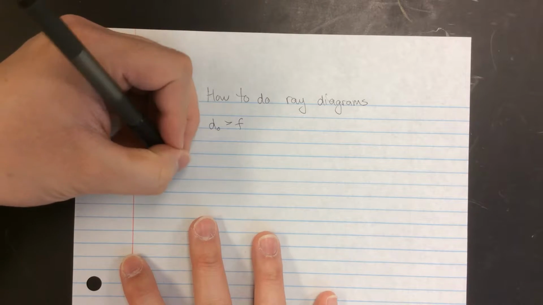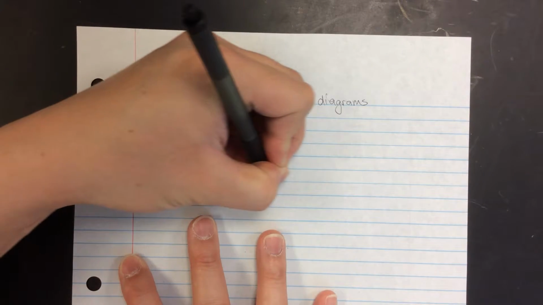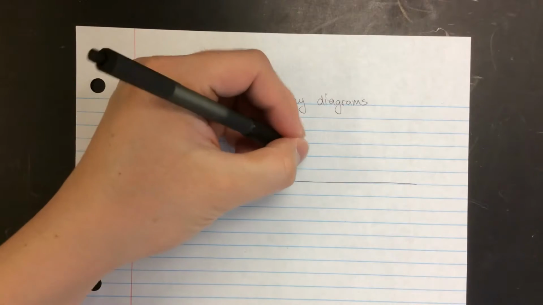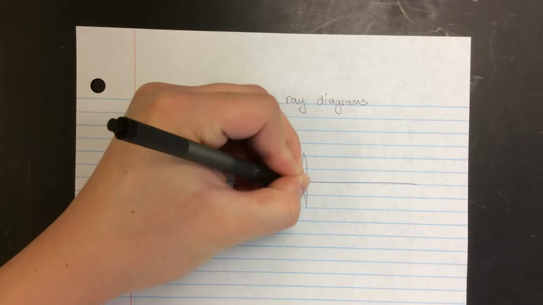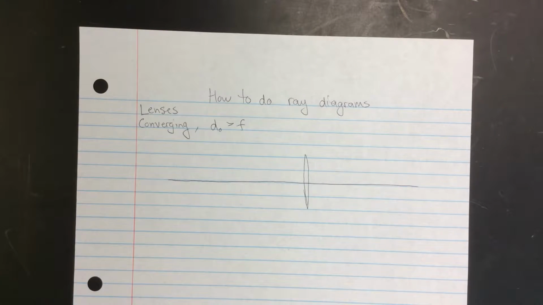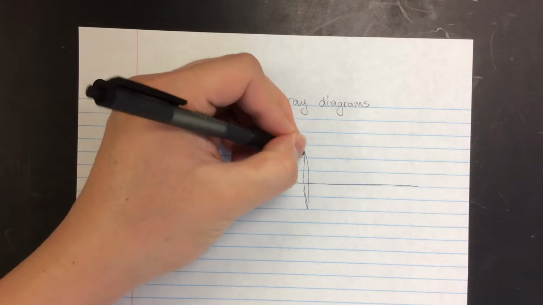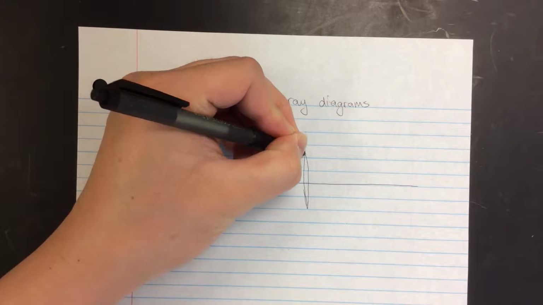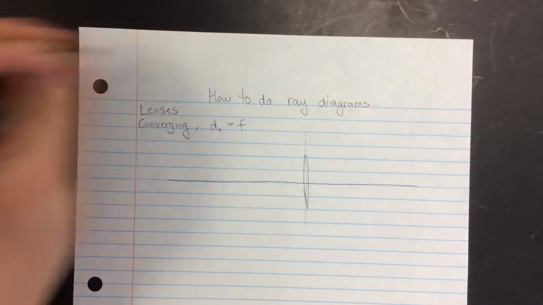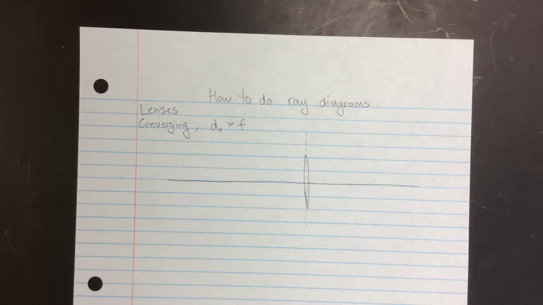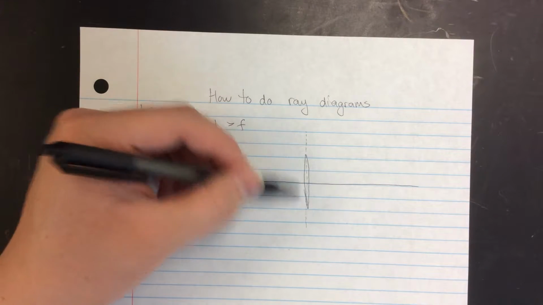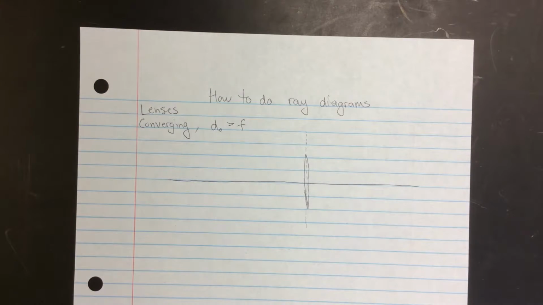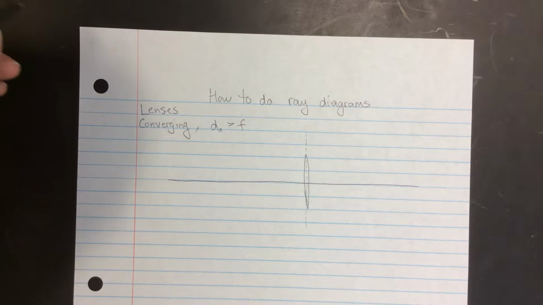First, we're going to draw our principal axis, just a horizontal line. Somewhere in here, we're going to draw our converging lens. Looks something like this. The main thing is we're going to treat this lens as if it's just a vertical line. In other words, as the light rays come in, they interact with the lens at the vertical line. In real life, it's not quite like that, but close enough.